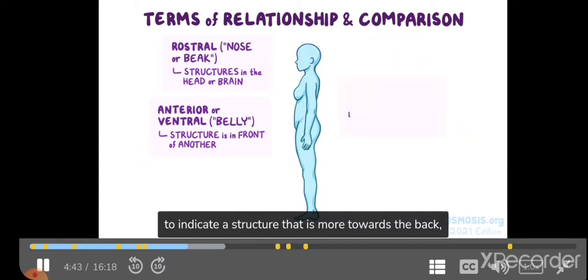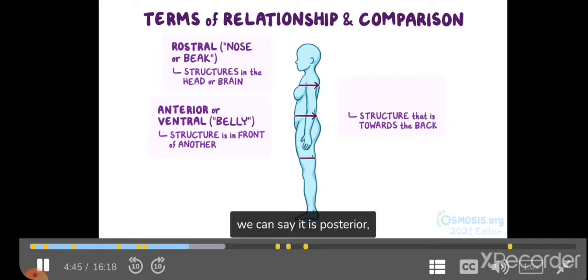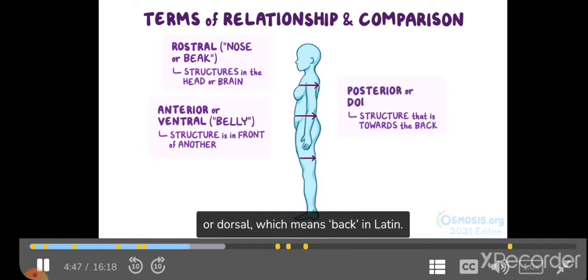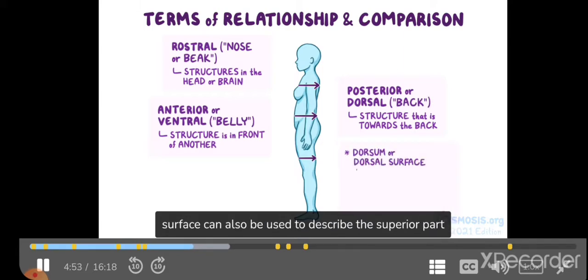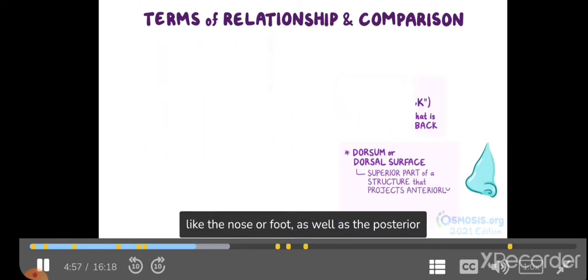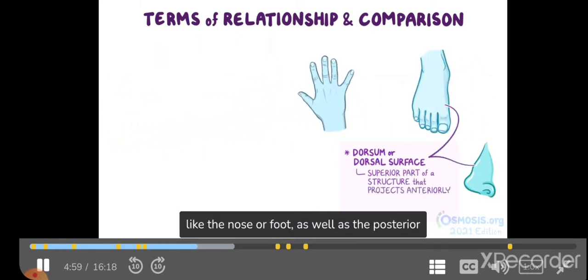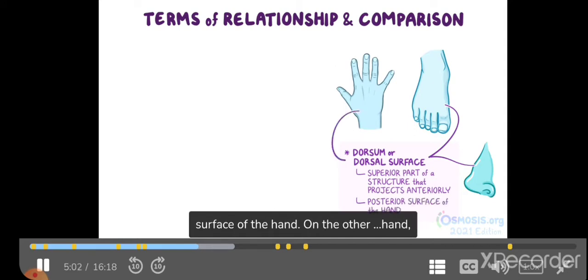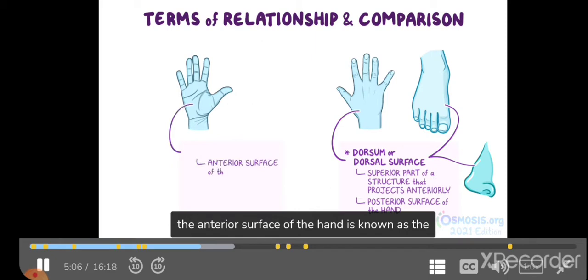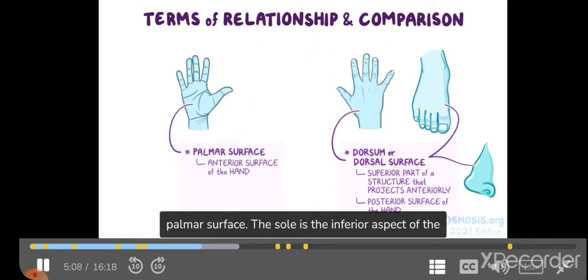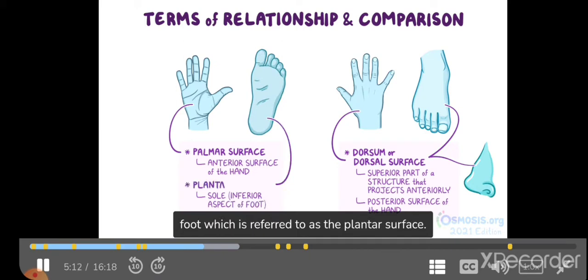On the other hand, to indicate a structure that is more towards the back, we can say it is posterior or dorsal, which means back in Latin. But keep in mind that the term dorsum or dorsal surface can also be used to describe the superior part of a structure that projects out of the body anteriorly, like the nose or foot, as well as the posterior surface of the hand. On the other hand, the anterior surface of the hand is known as the palmar surface. The sole is the inferior aspect of the foot, which is referred to as the plantar surface.